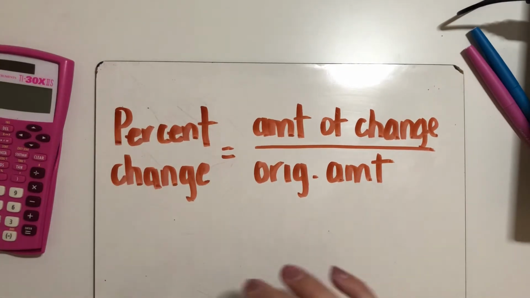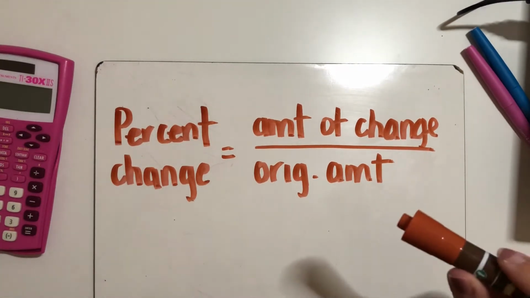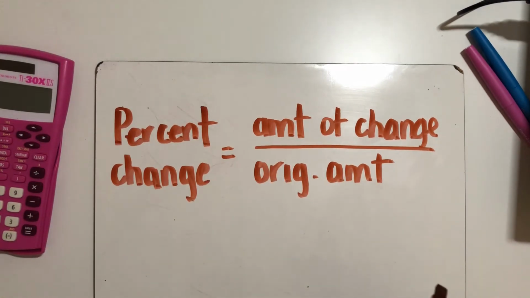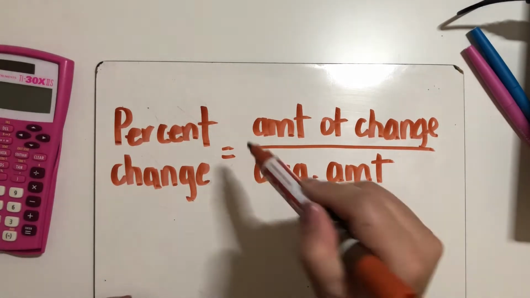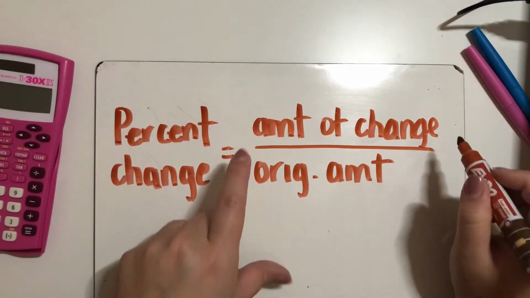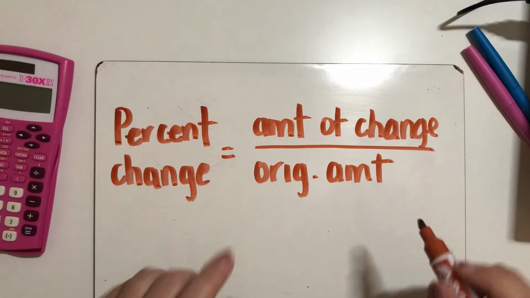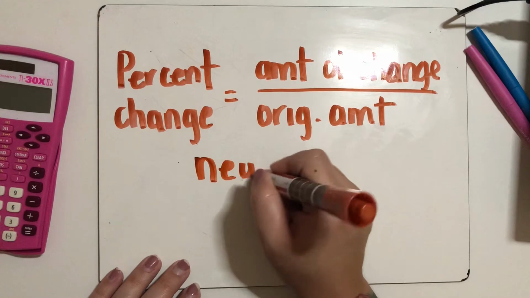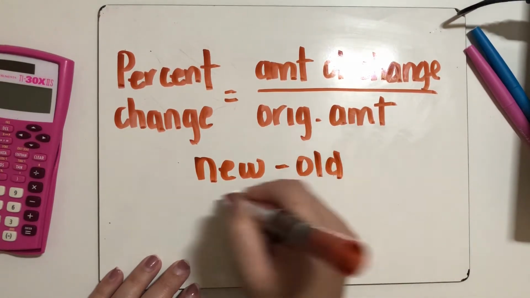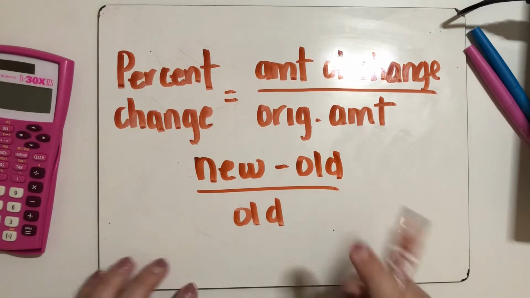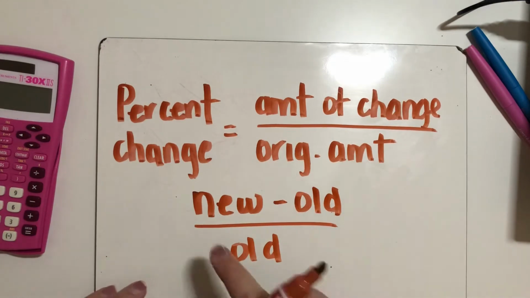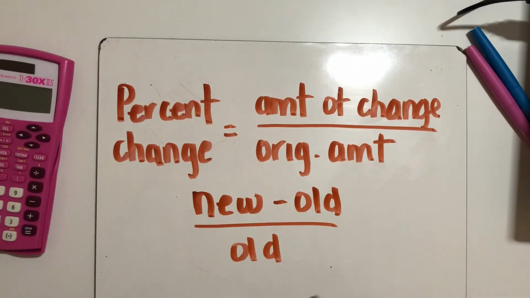So today we're talking about lesson 5.1. This is going to be your 5A that you'll see in your Google Classroom. We're going to be talking about percent increase and percent decrease. Just remember that your percent change can be found by taking the amount of change and dividing it by the original amount. That can also be new minus old divided by old. Keep this in mind because this top part is going to give us the amount that's changing and the bottom is going to give us our original amount, or the old amount.